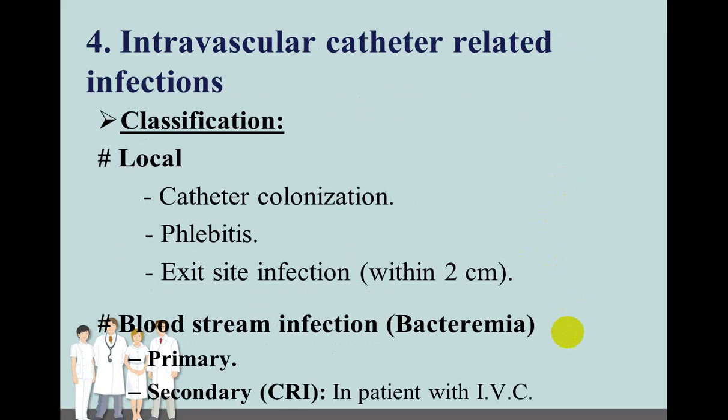Intravascular catheter-related infections. Classification: local catheter colonization, phlebitis, exit site infection within 2 centimeters around the cannula. Bloodstream infections, bacteremia, could be primary from the inserted cannula, or secondary in patient with IVC.